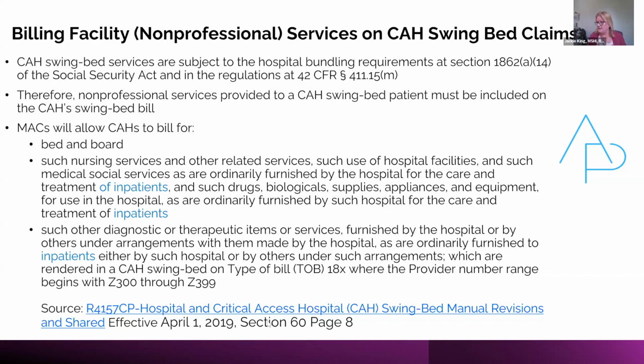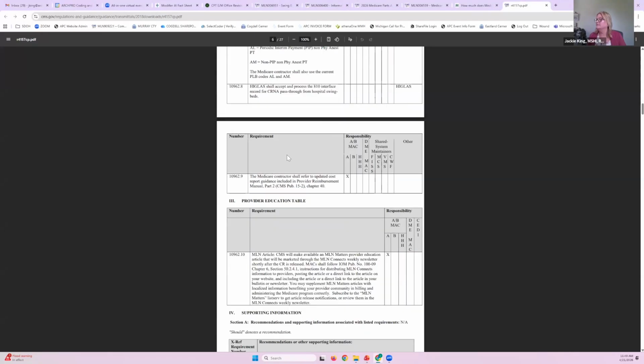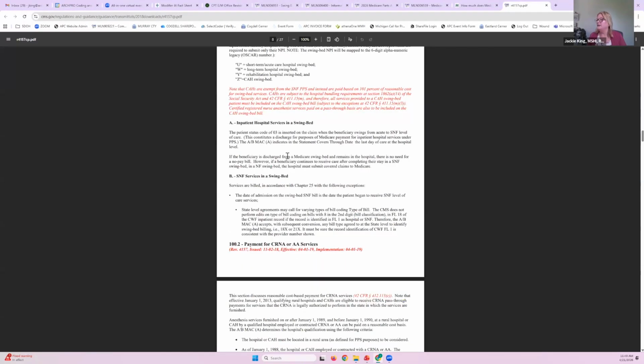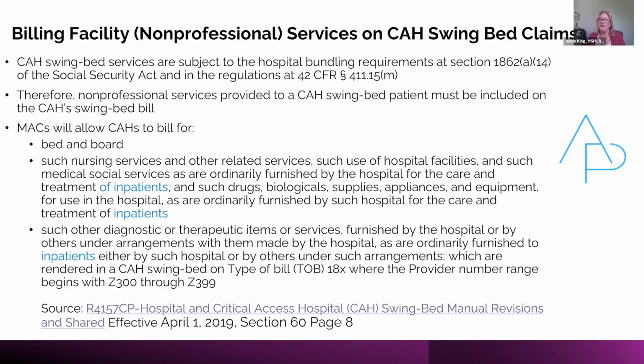This is the source of the information. Section 60 should be page 8 still. See if we can get down to page 8. So here you go. CAHs are exempt from the SNF prospective payment system and instead are based on 101% of reasonable cost for swing beds. We are subject to hospital bundling requirements for both the CFR and the Social Security Act. Therefore, all services provided to a CAH swing bed patient must be on the CAH swing bed bill. Okay? Very important that we keep that in mind.